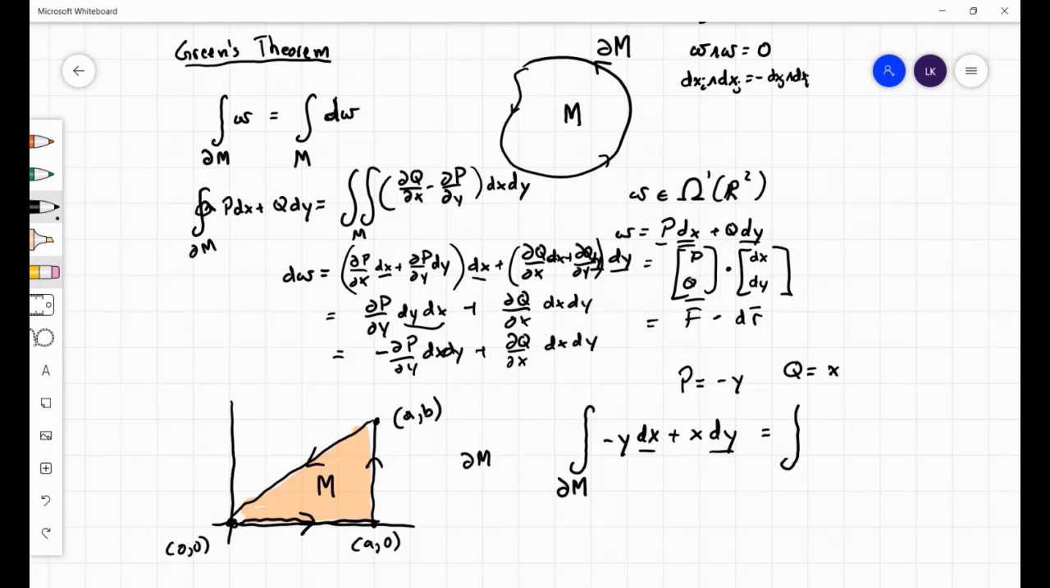So this is the same as the integral over that triangle of the derivative of q with respect to x, so that would be 1, minus the derivative of p with respect to y, that's negative 1.